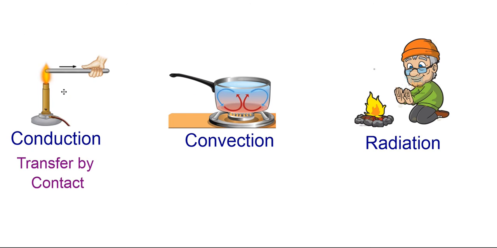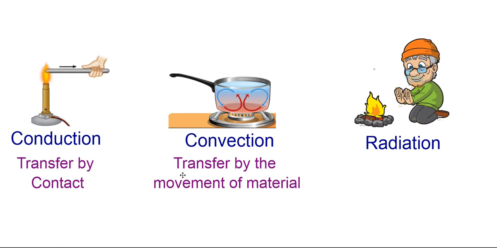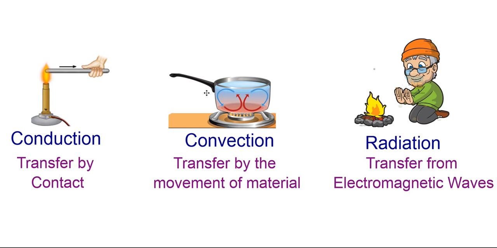And I'm sure you remember right now that conduction is transfer by contact. Convection is transfer of heat by the movement of material, here water. And over here we have a transfer from EM waves, electromagnetic waves. These waves have energy, and these hands are not touching, so the waves are doing the heat transfer.